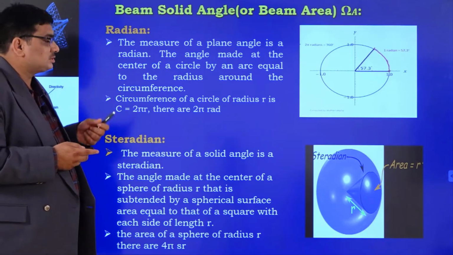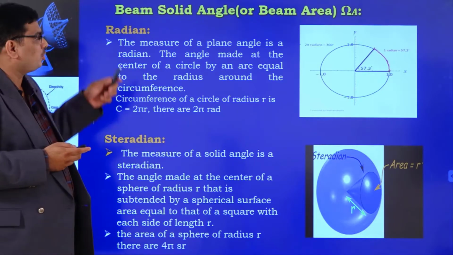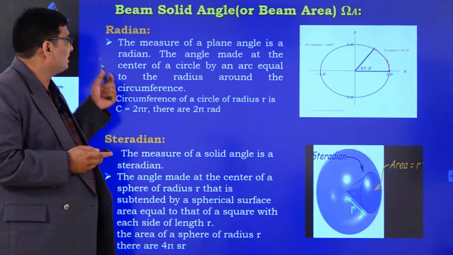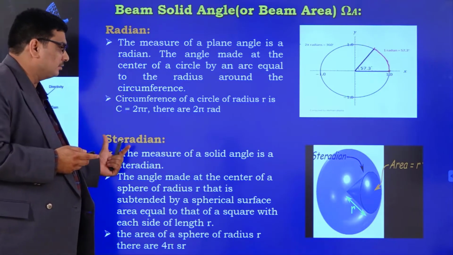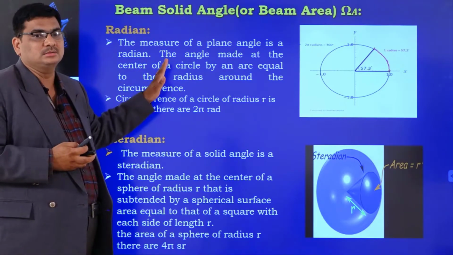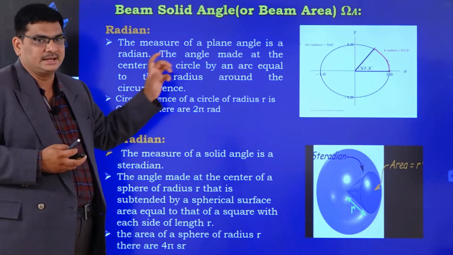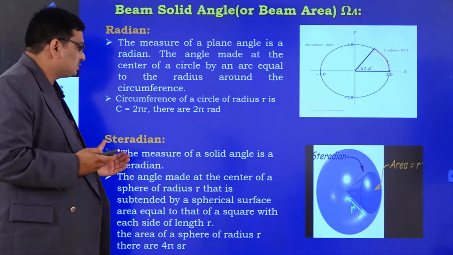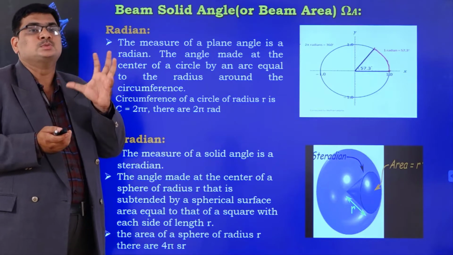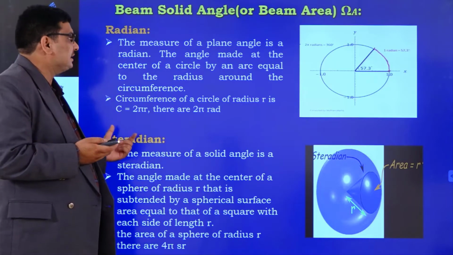So, the first parameter is beam area and beam solid angle. Before going to this topic, we want some basics about what a radian is and what a steradian is. If you want to measure a plane angle, we can measure it using the radian. Or if you want to measure a solid angle, that means your structure is a solid structure looking like a sphere, then the measure of that solid angle is the steradian.